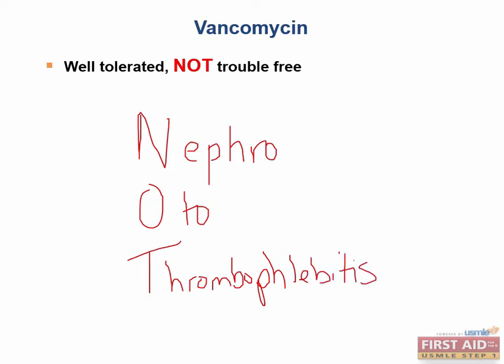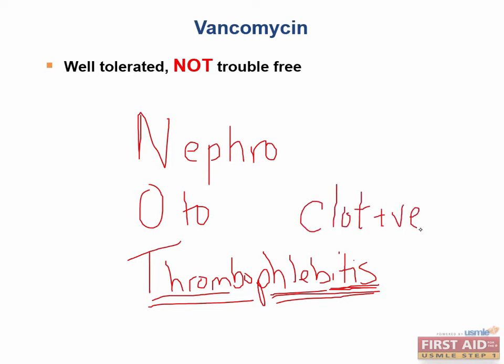Well, to understand what thrombophlebitis is, let's break down the word. Thrombo means thrombus or clot, and phlebitis means inflammation of the vein. Itis means inflammation, and phleb is short for vein, or is another word used to describe the vein. So, vancomycin causes thrombophlebitis, or causes clot formation in a vein that causes inflammation.